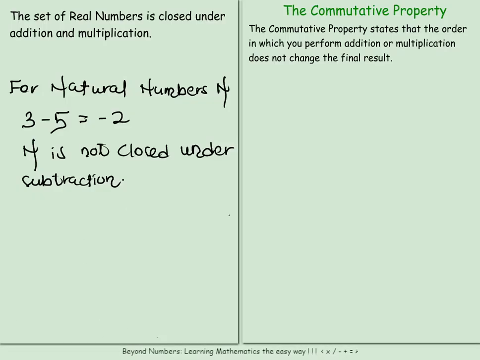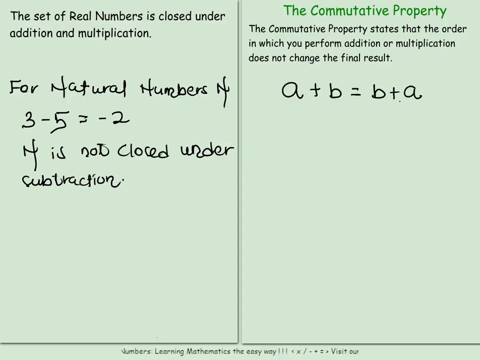So mathematically, I'm just going to write the rule being A plus B is equal to B plus A. You see, all I have done is change the order. Instead of writing A first, I want to write B first. And the commutative property is telling us that the order doesn't change your final result.